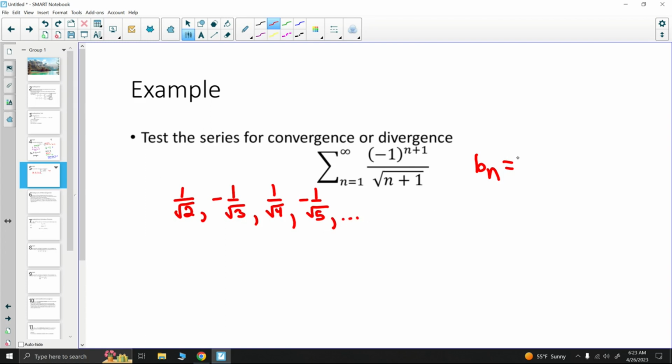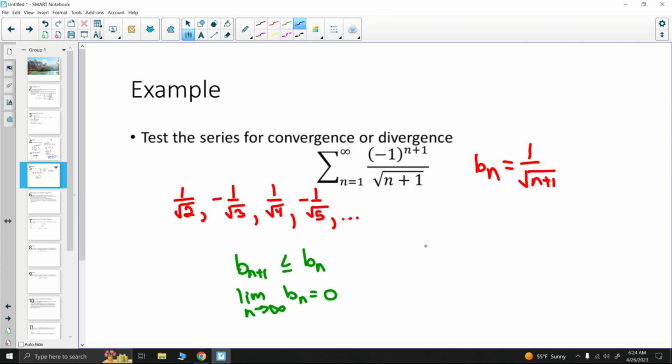Now, our b sub n is, again, the part that isn't our alternating portion. So that is 1 over the square root of n plus 1. Okay, so this is our b sub n. So again, what we need to show is that b sub n plus 1 is less than or equal to b sub n, and the limit as n approaches infinity of b sub n is 0. These are the two things we need to show to see if it's convergent.